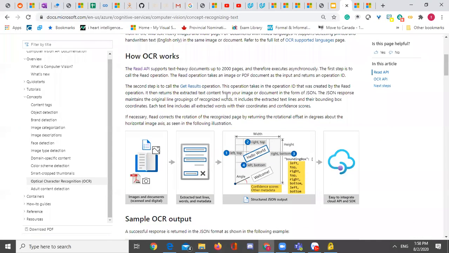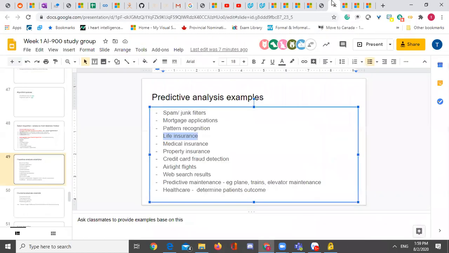And the difference between OCR and the other analysis services is that OCR reads unstructured data. So you see all of these are very unstructured, and this is what OCR should be used for, instead of Form Recognizer.